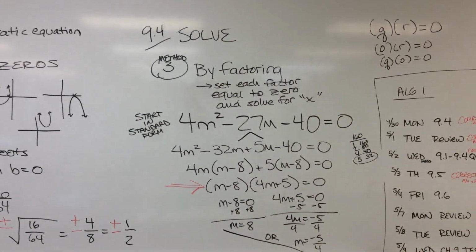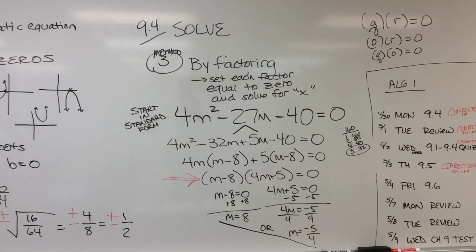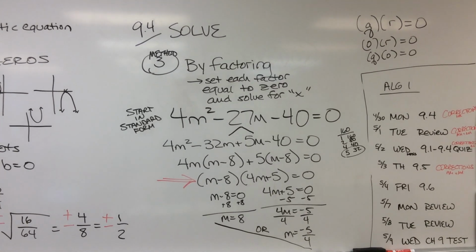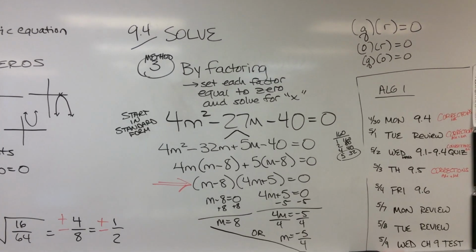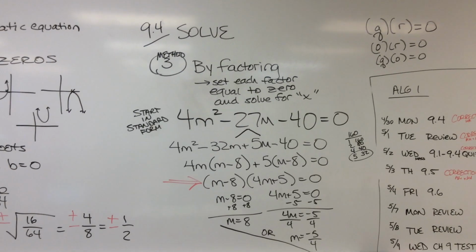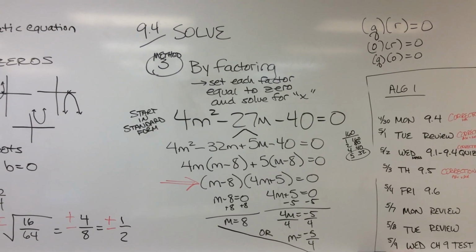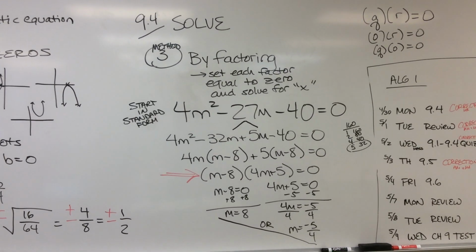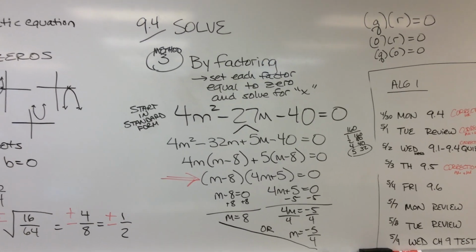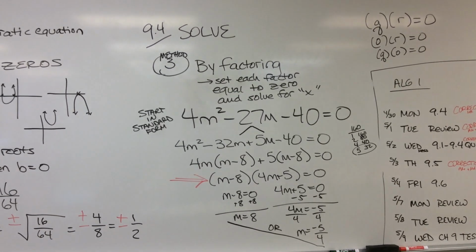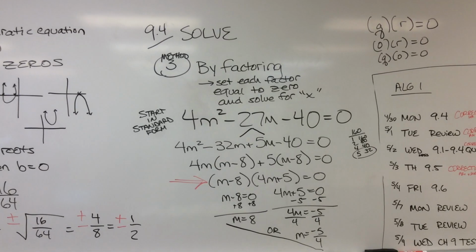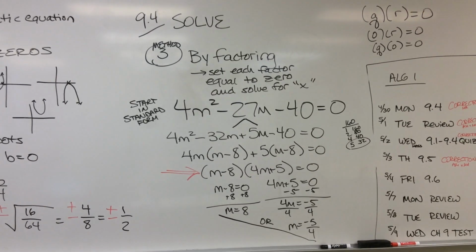We learned how to factor in chapter 8. Here's an example. 4m squared minus 27m minus 40. We set it equal to 0. We always have to start factoring with it in standard form. So be sure we have everything on the left side equal to 0 before we start to factor. We see that a does not equal 1 here, so we're going to have to split the middle.